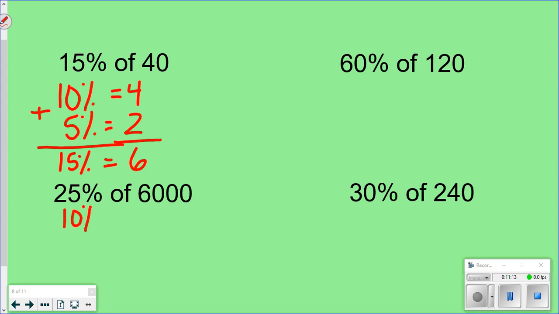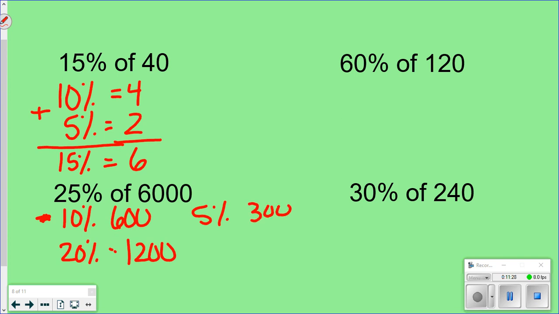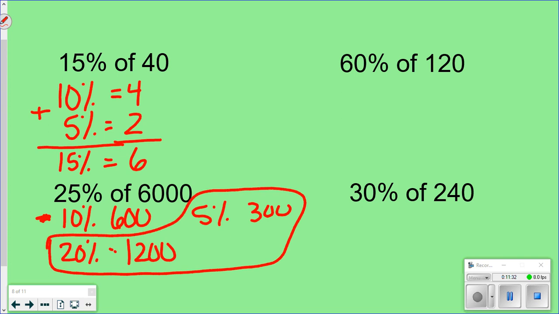I'm going to do 10. I know 10% is 600. So I know 20% would be doubling this, so that would be 1200. Now I need another 5% because I'm looking for 25%. So 5% would be 300. Now if I put these two things together, that's going to give me 25%. So it would be 1500.